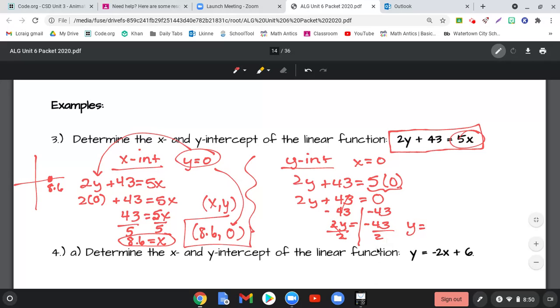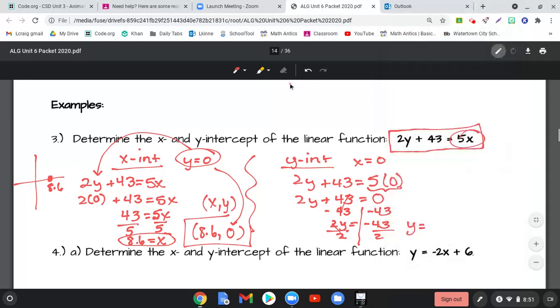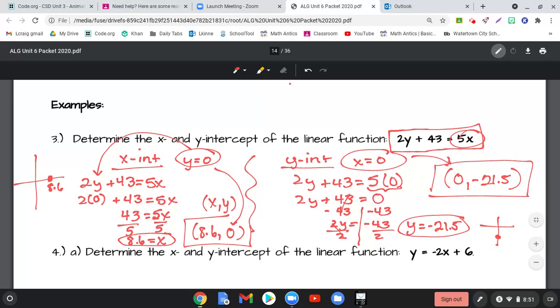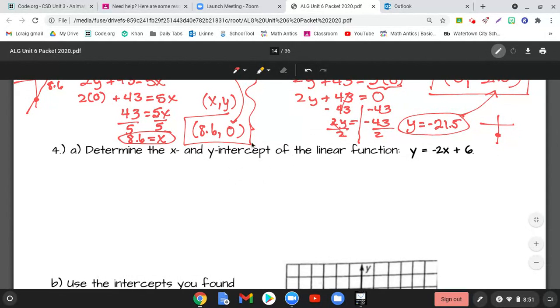Again, it's called algebraically because we're using algebra. We're using our equations. So negative 43 divided by 2, negative 21.5. So you have your y value, you have your x value. Basically, that's where it's hitting down here. So that would be the point 0, negative 21.5. Okay? So if you put them both together, it would hit down here, be a line that looks something like that. All right, let's do one more and then actually see how we can use it to graph.